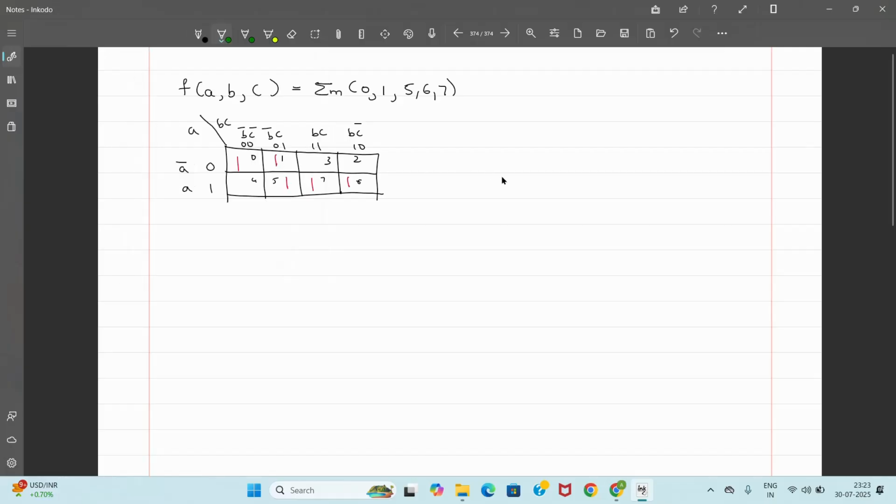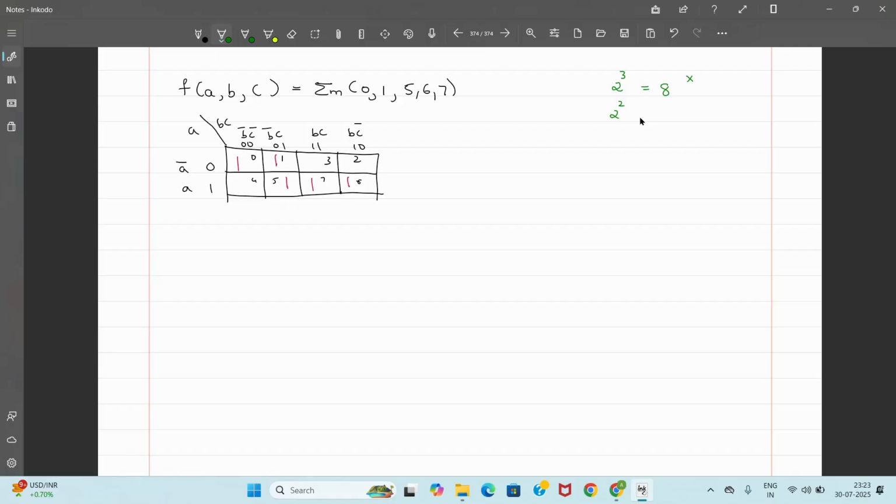Okay. So the condition for grouping is always start with the higher number group. So if you have 3 variables, the highest number is 2 power 3, that is 8, or an octet. Octet means all the 8 cells will have 1 in them. In that case, the entire 8 cells can be grouped as one group and your answer is going to be 1. But here you see there are not all ones in all the 8 cells.